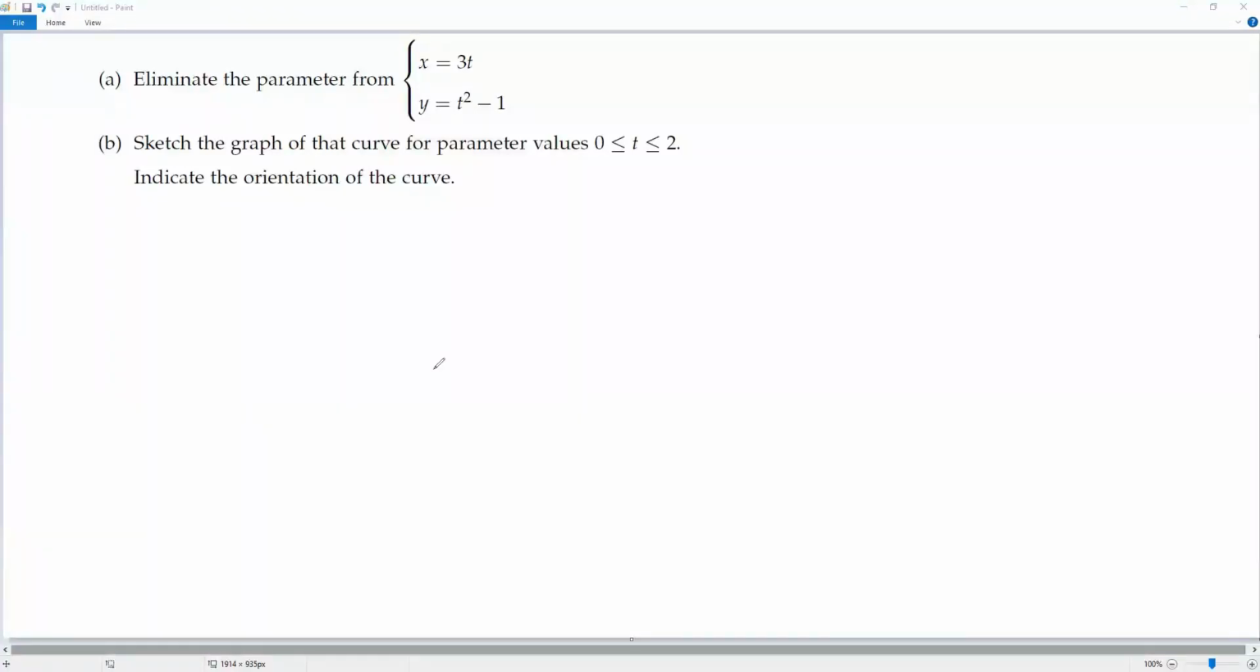Hi, here we have a problem on parametric equations. In this problem, we have two parts. The first part, we have to eliminate the parameter, and in the second part, we have to sketch the graph of the curve. Okay, let's do the first part.